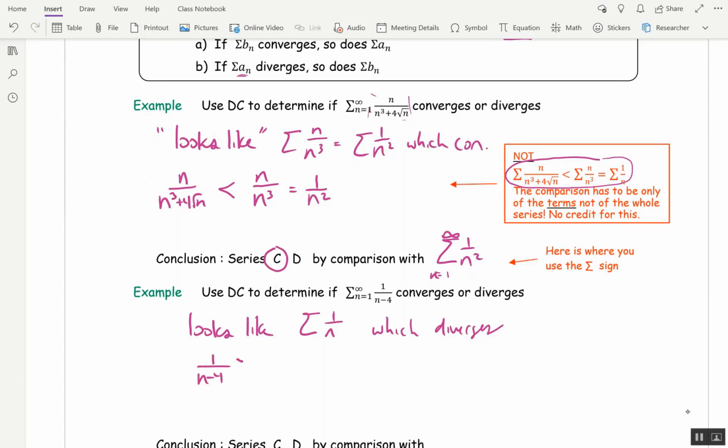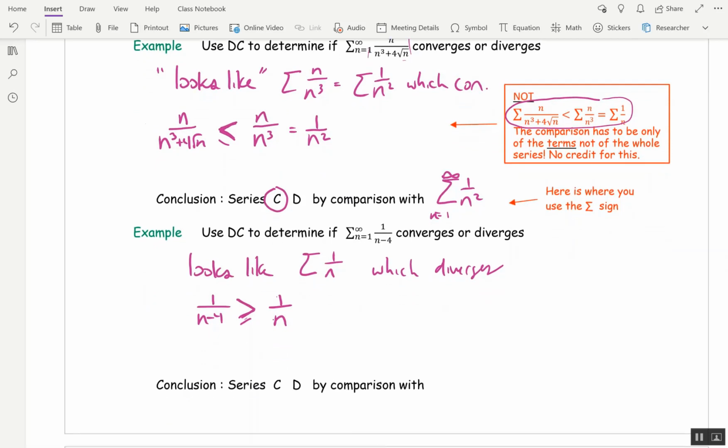So now the inequality has to go like that. If you're trying to show converges, the inequality goes less than. If you're trying to show diverges, the inequality goes greater than. So this denominator is less than this denominator. And that does it because those are terms from a divergent p series. So my conclusion is this guy diverges by direct comparison with the sum n equals 1 to infinity of 1 over n. Let's do one more.